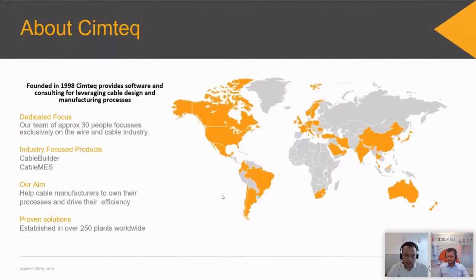So let's move straight into it. If you don't know Simtech, we've been around since 1998. Our team of 30 people focuses entirely on the wire and cable industry. We do software and consulting, implementation consulting for the industry. Our main products are Cable Builder for cable design and Cable MES for cable manufacturing. And both packages are tailored around increasing cable manufacturers' productivity and efficiency.